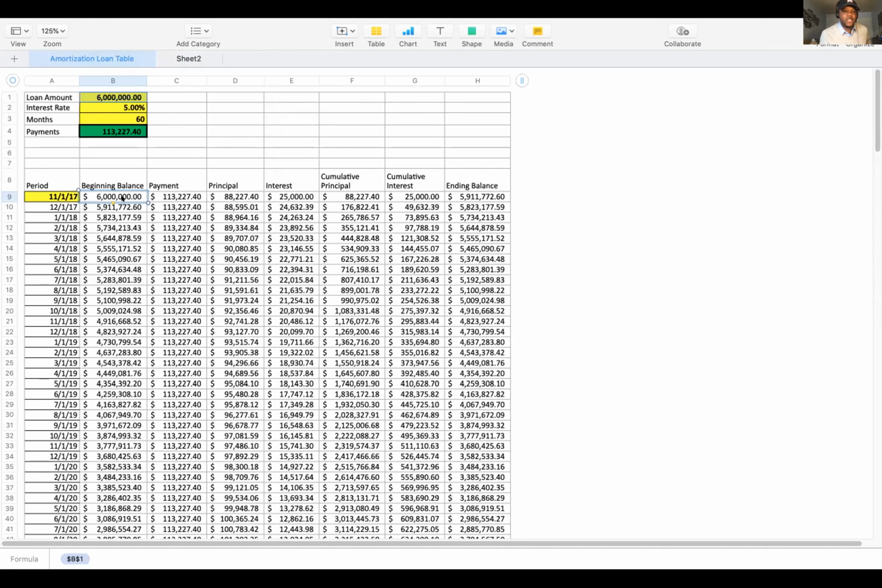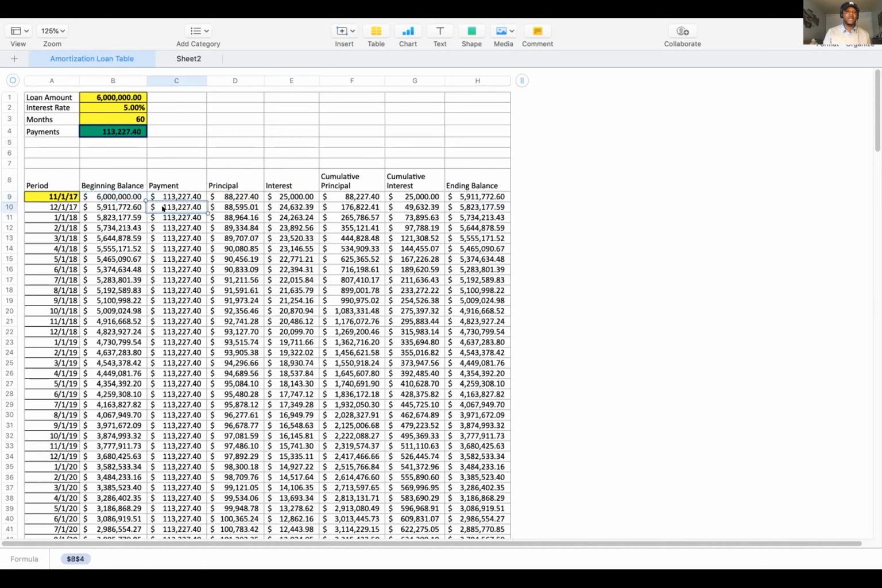But I want you to see something. This is your beginning balance right here. Can you guys see my mouse? Yes. Okay. So when you make your first payment of $113,227.40, of that amount, you're going to pay $25,000 in interest. That's the $6 million times the 5% divided by 12. The rest of that goes towards your principal, which means the amount that you now owe in principal becomes $5.9 million and change.